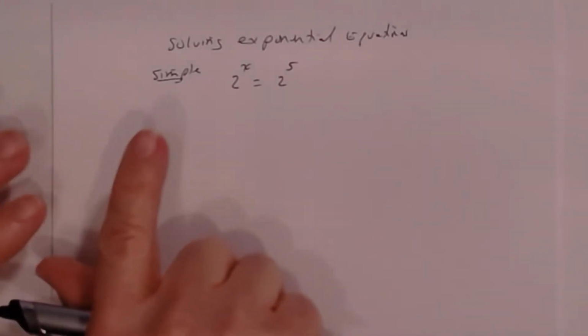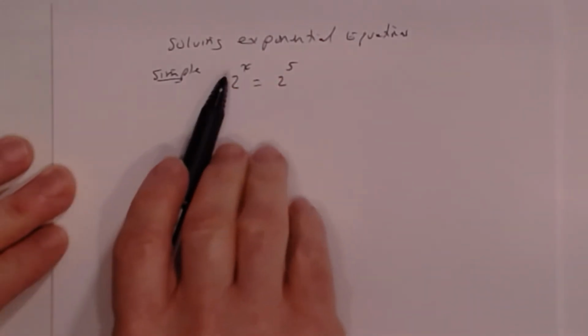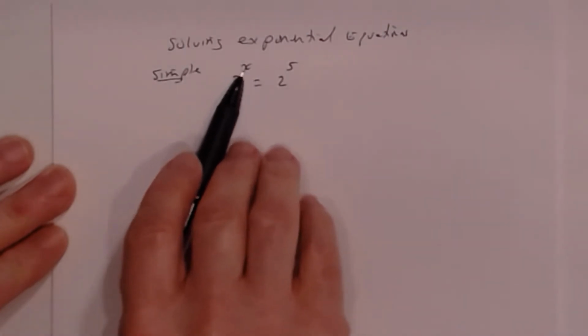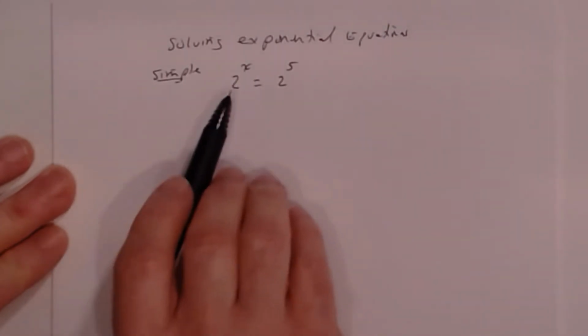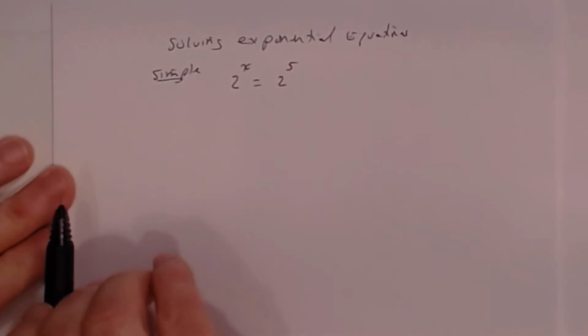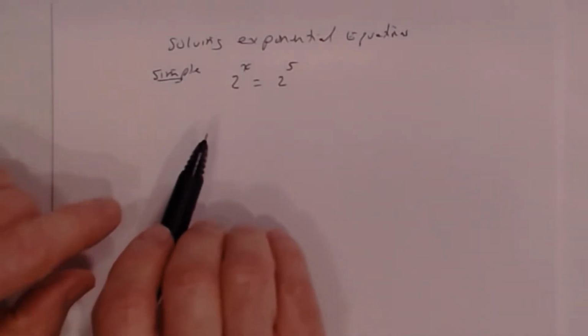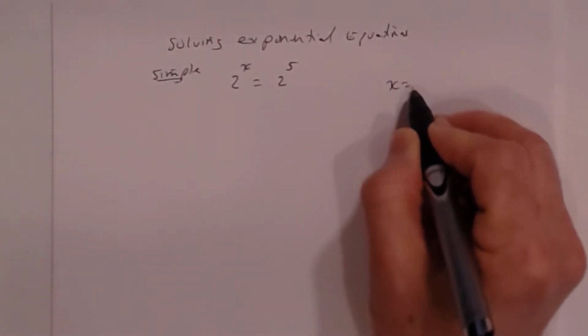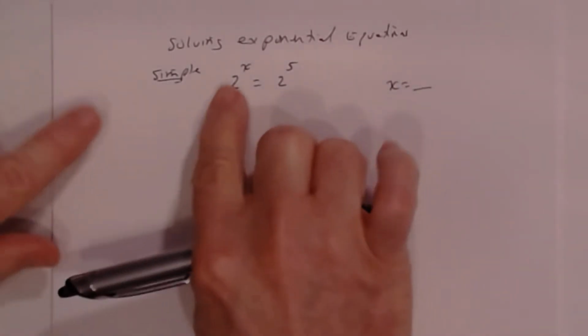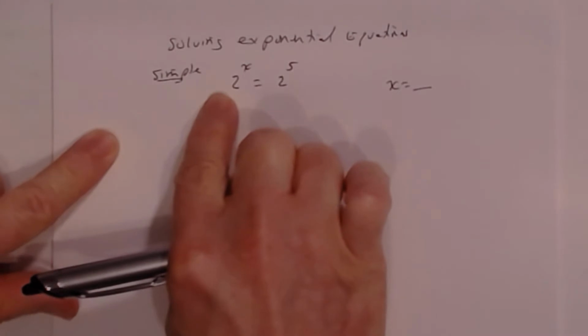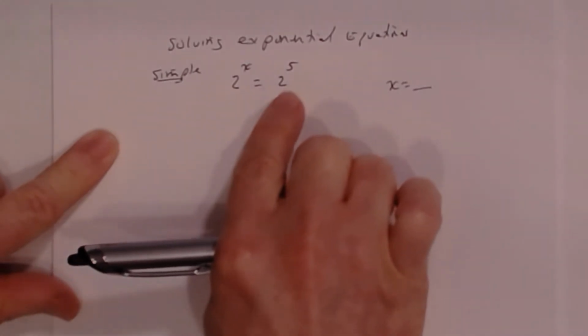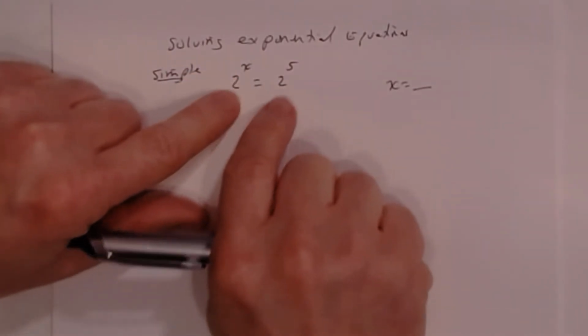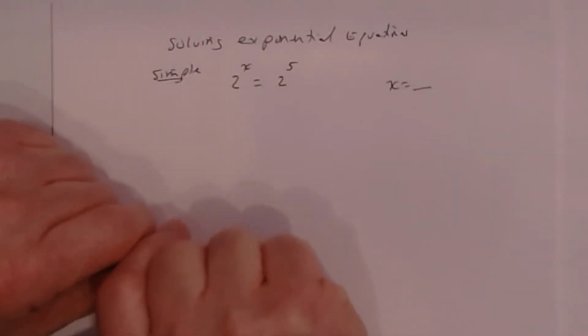And notice this is an exponential equation because you see the variable is located in the exponent. So that's an exponential equation. And this is an easy kind to solve. You're asking yourself, what must x equal for this left-hand side to equal this right-hand side? Well, look at the bases. What do you notice about the bases? The bases are the same, right?